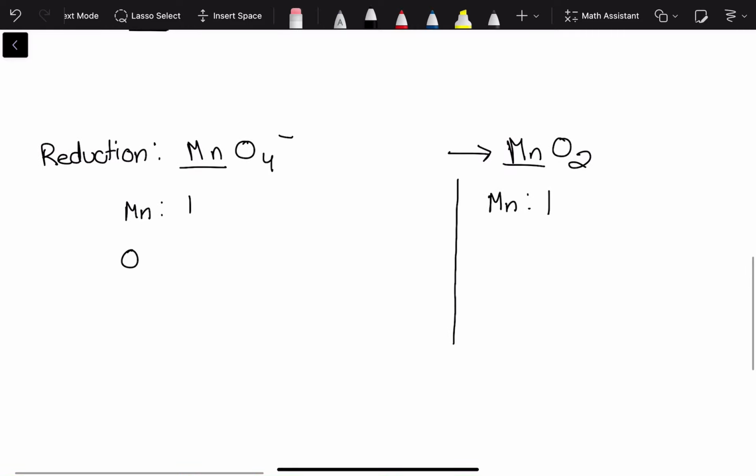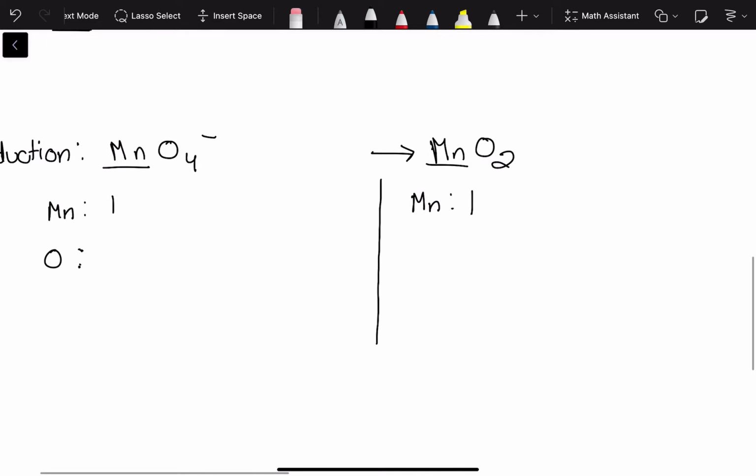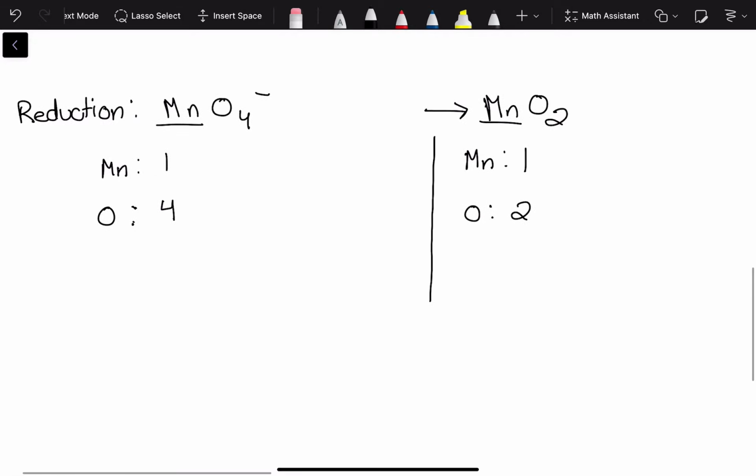Now let's go on to the oxygen, and this is where we will start having to add some. For the oxygen, we have 4 oxygen on this side, while we have 2 oxygen on this side. So how can we balance this out? We can't simply multiply MnO2. We can't do that, as that'll make the equation more complicated, and that's not the proper way to do it. So how can we do it?